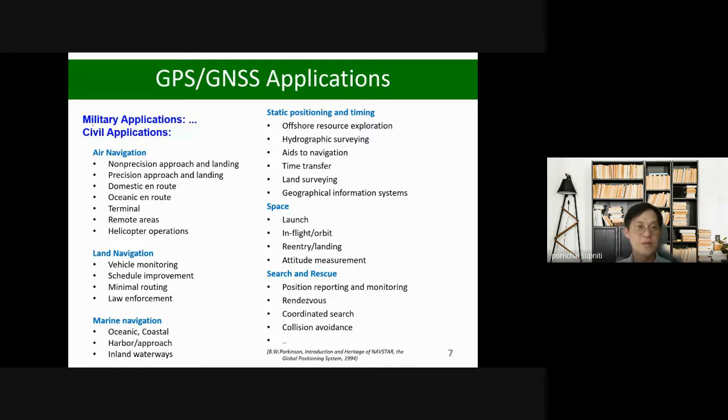They include the military applications and also civil applications in the area of air navigation, land navigation, marine, static positioning and timing, use in space, and also search and rescue, and so on. So there are many applications. For air navigation, this is a large set of applications. It's used in different phases of aircraft flying.